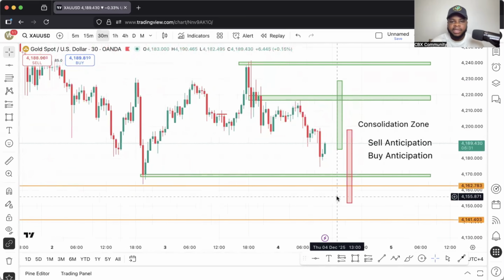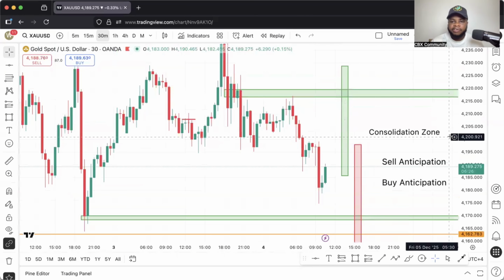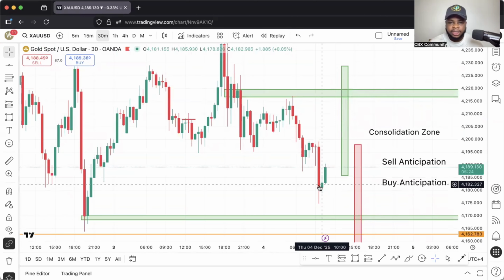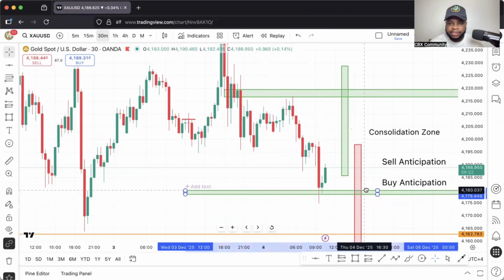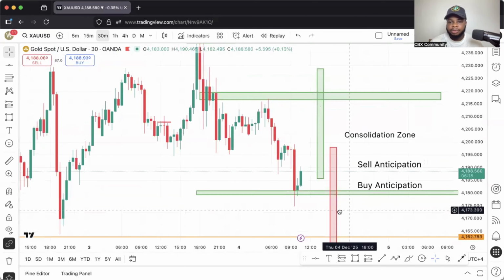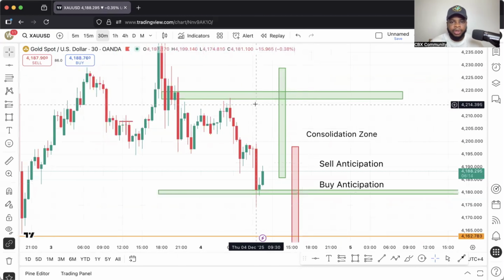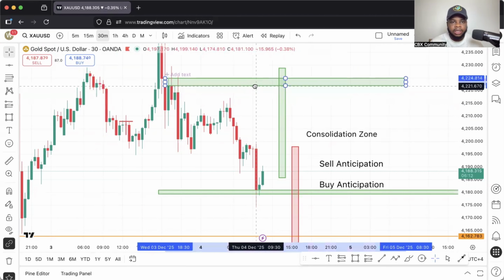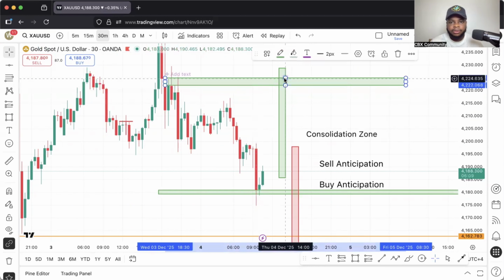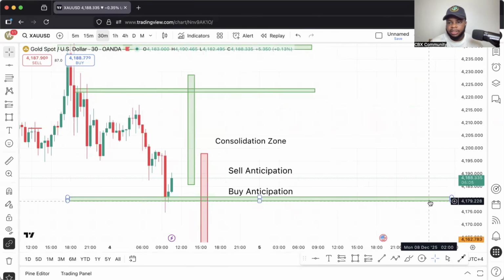So looking at the formation of the 30 minutes time frame, as you guys can see, we have a support zone that was formed already. So let's move this support zone down to this place. Let's move it. So we have a recent support over here, and we have a recent resistance here. So let's adjust this. Let's see.